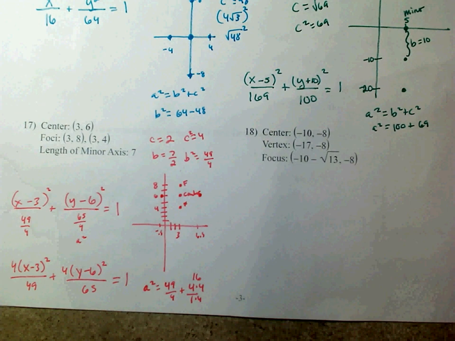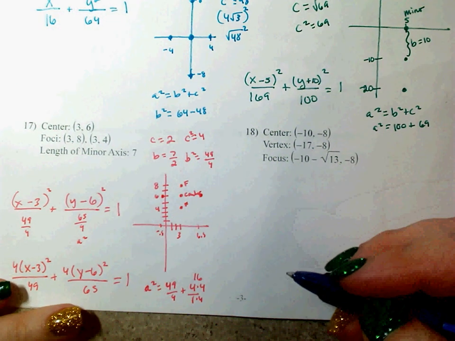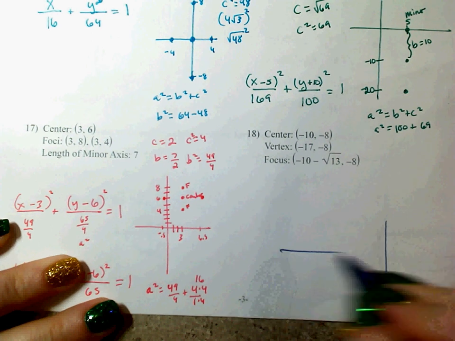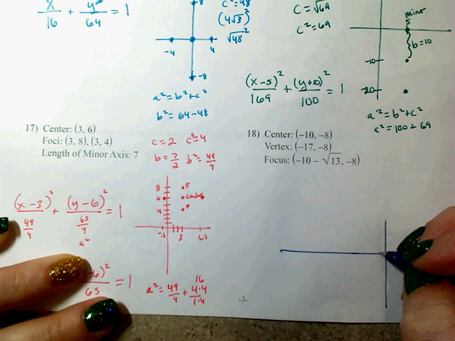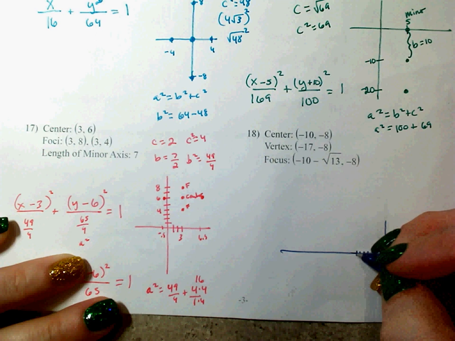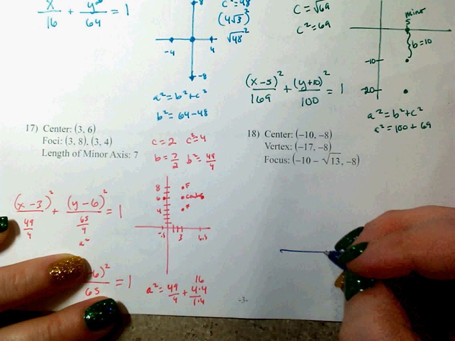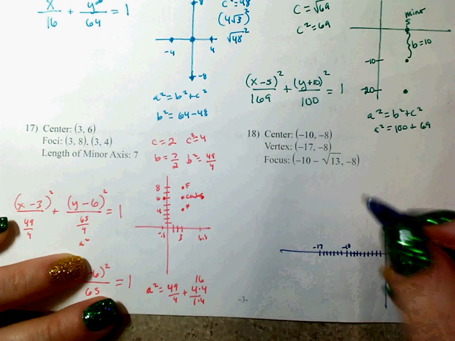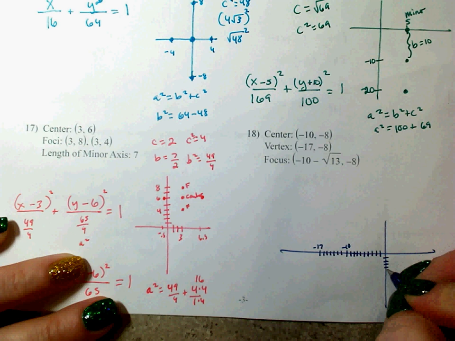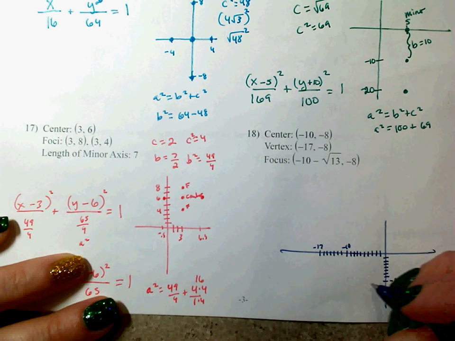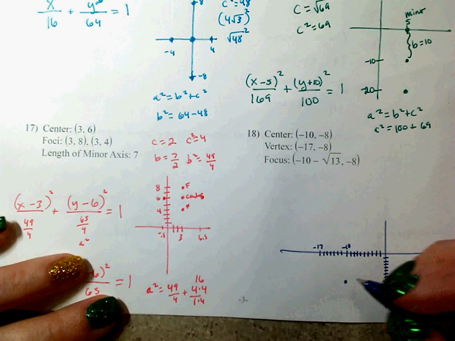I have a center at negative 10, negative 8, and a vertex at negative 17, negative 8. Okay, so I need to see this quadrant. I have these two, mainly this one. 1, 2, 3, 4, 5, 6, 7, 8, 9, 10, 11, 12, 13, 14, 15, 16, 17. And then down 8. 1, 2, 3, 4, 5, 6, 7, 8. So I know my center is at negative 10, negative 8. And I know one of my vertices is at negative 17, negative 8.